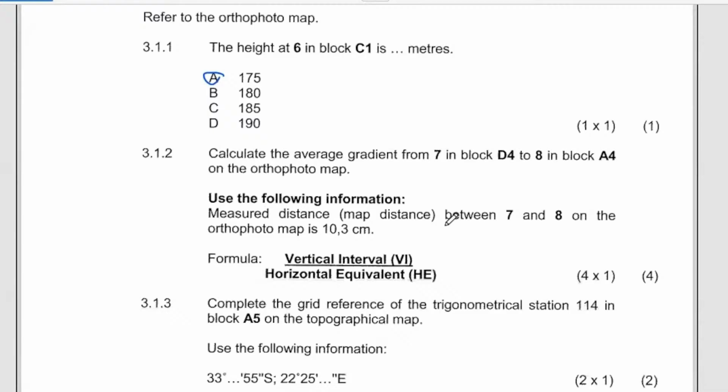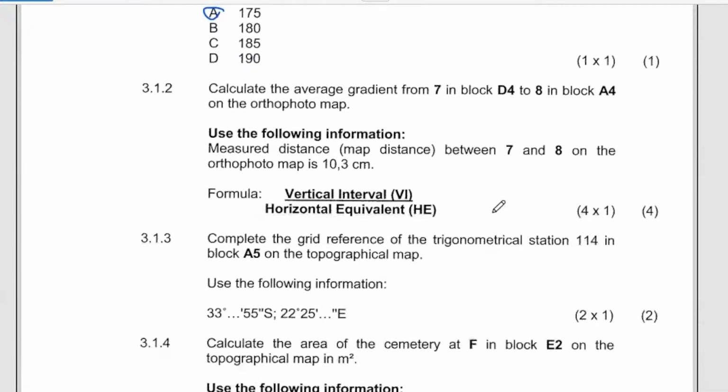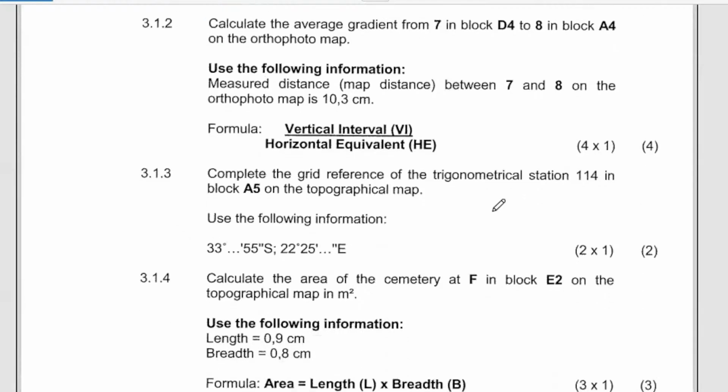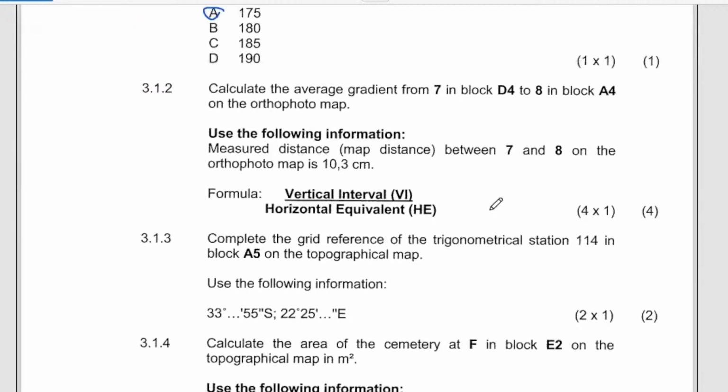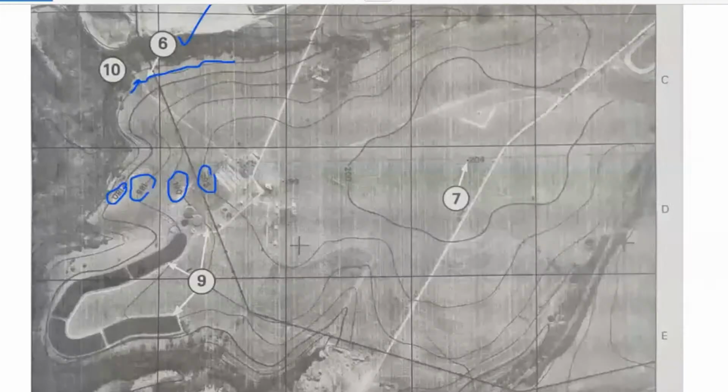Calculate the average gradient from 7 in block D4 to 8 in block 8-4 on the orthophoto map. Map distance between 7 and 8 on the orthophoto map is 10.3 centimeters. And use the formula VI over HE. Right, I will do the calculation and try to figure out how we are getting those calculations.